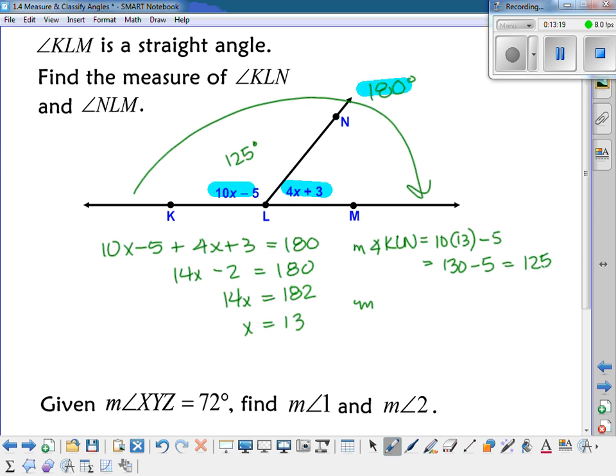And then for the measure of angle NLM, I have 4 times 13 plus 3. So 4 times 13 is 52, plus 3, I get 55. And of course, you can always double check to make sure that 125 and 55 add up to 180, and in fact they do.